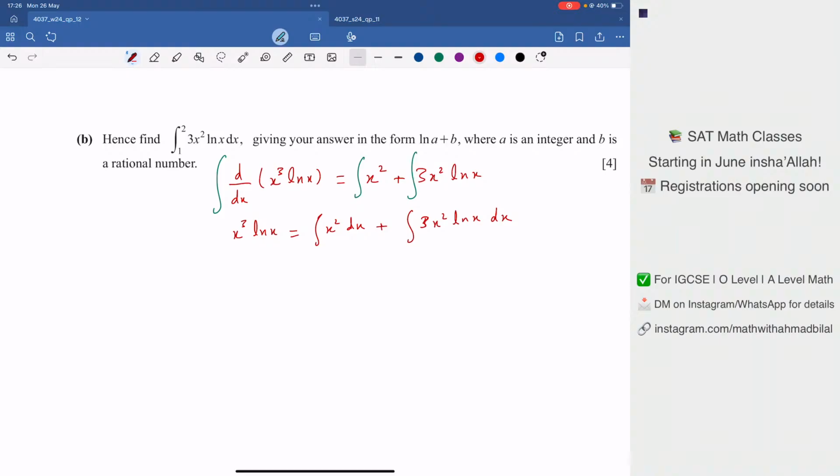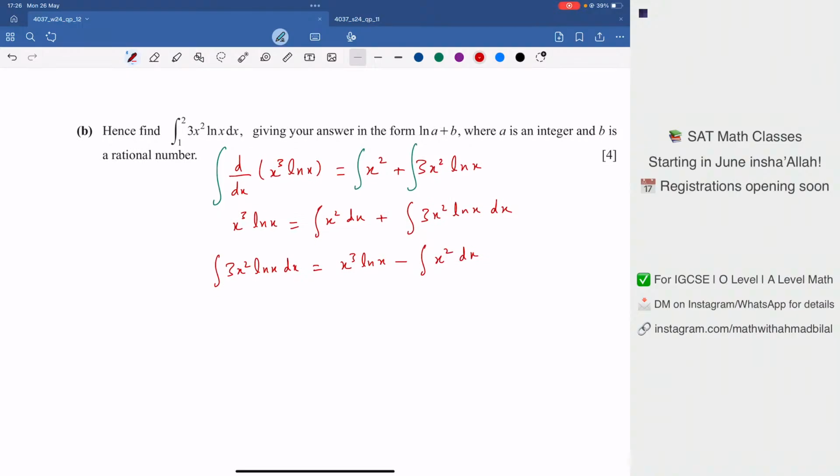What we can do is we can make this the subject now. Just make this the subject and see what that gives you. Integration of 3x squared into ln of x with respect to x is equal to, sorry, the other way around, x cube ln x minus integration of x squared with respect to x. That's what it's going to be. Now we just simplify this and see what that gives us.